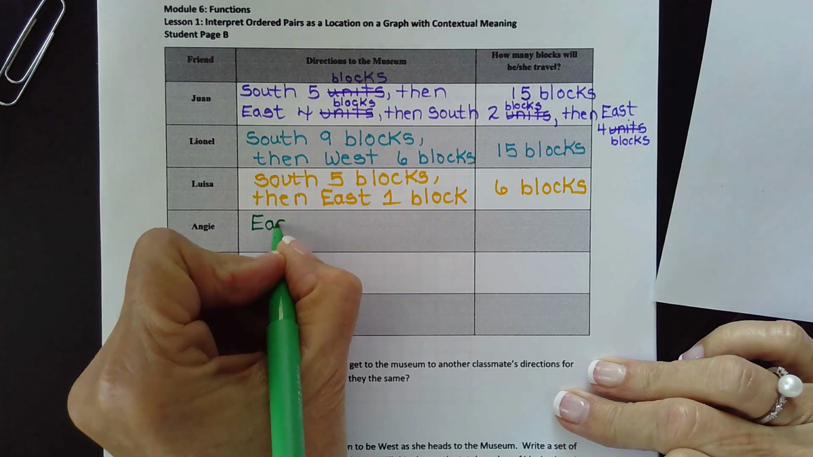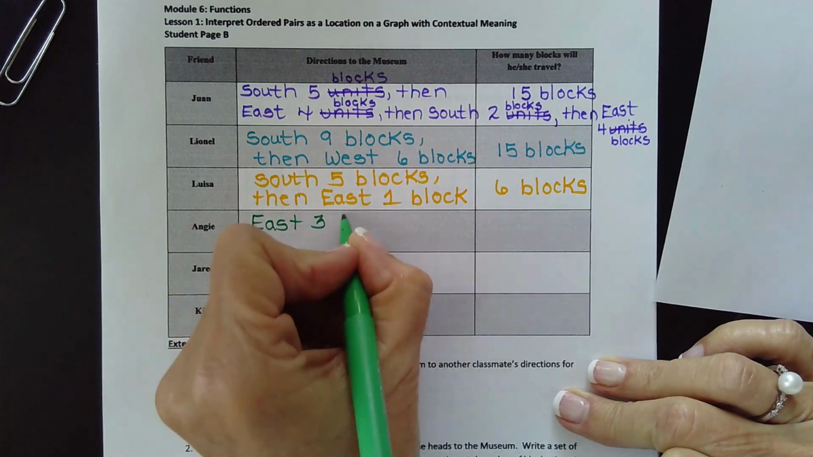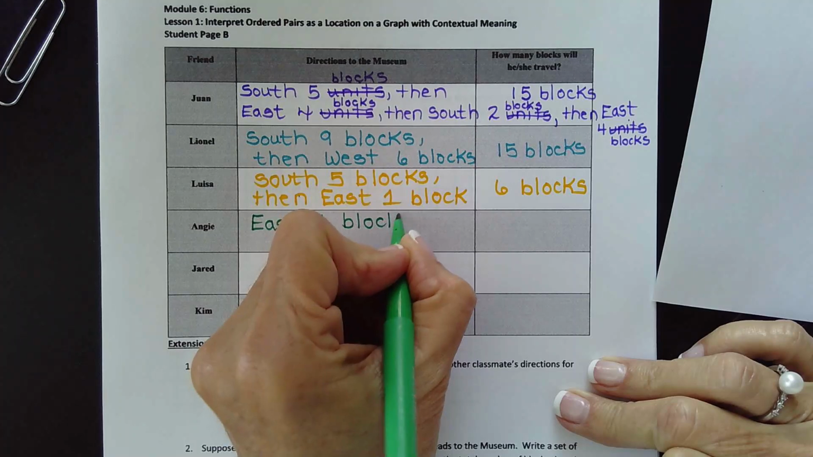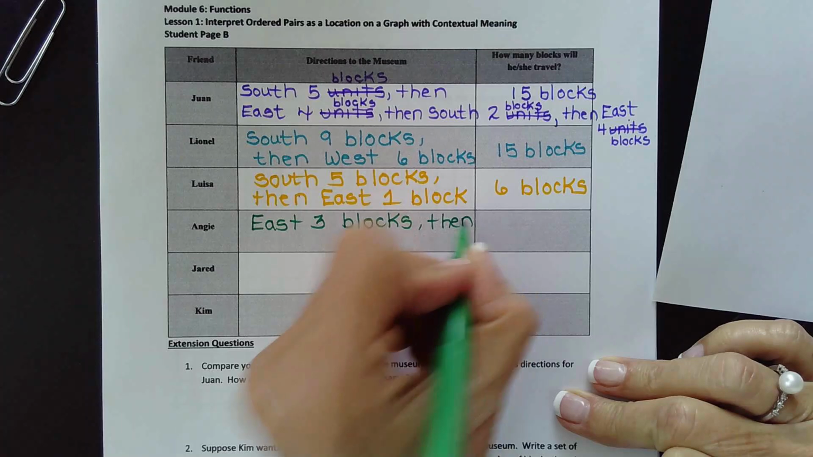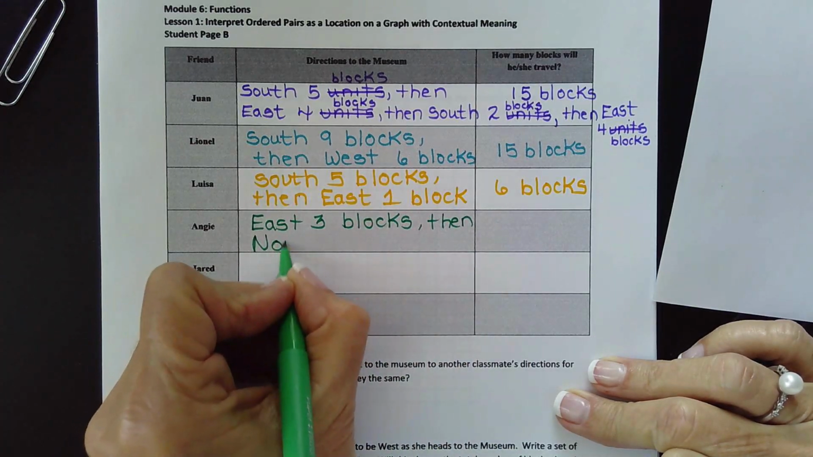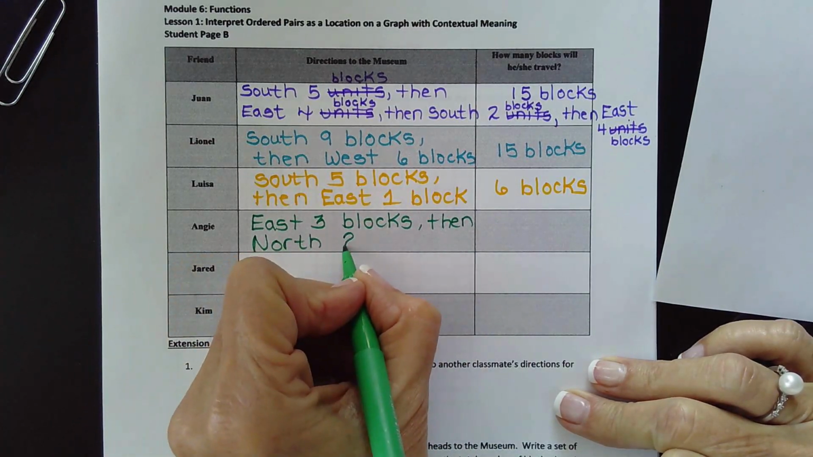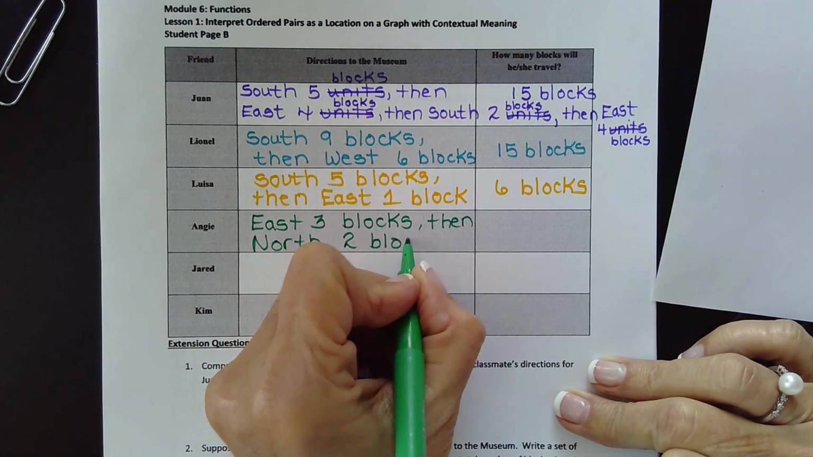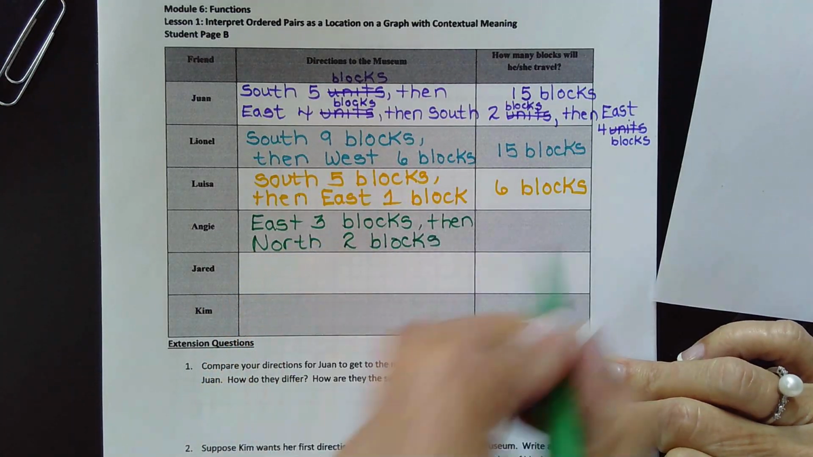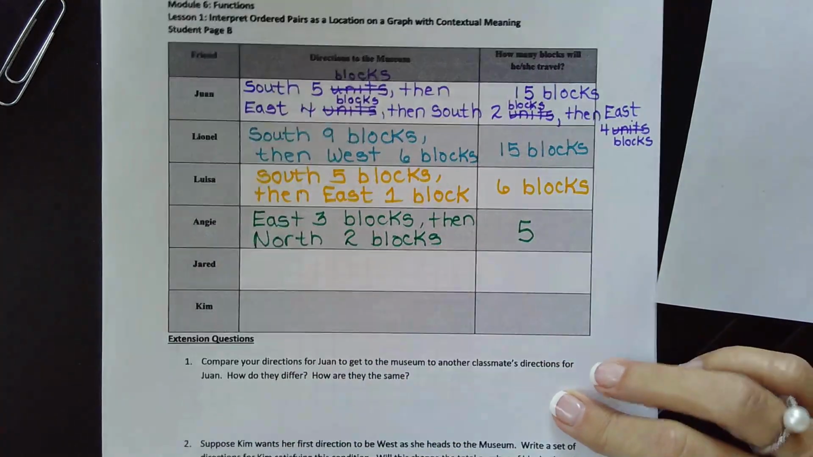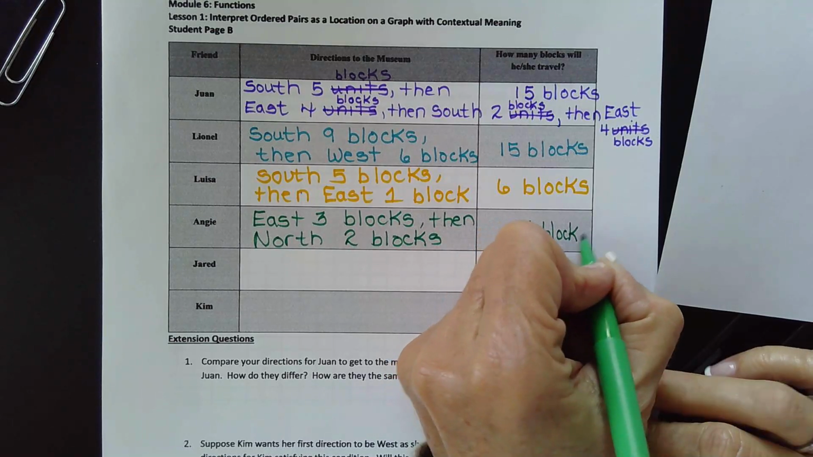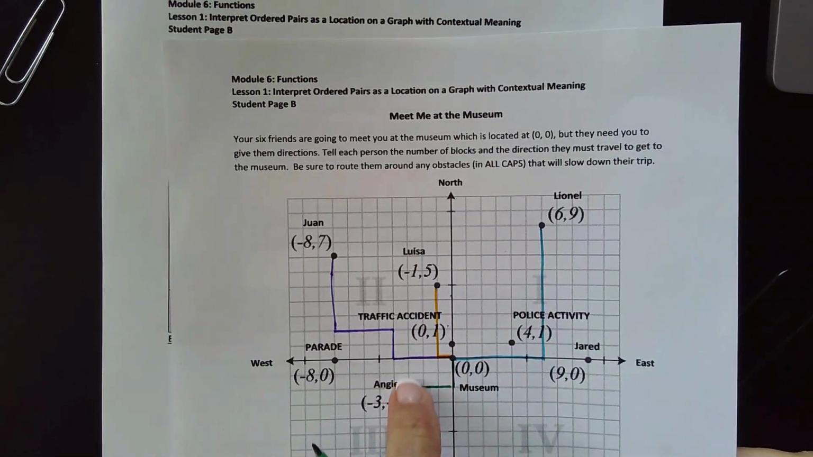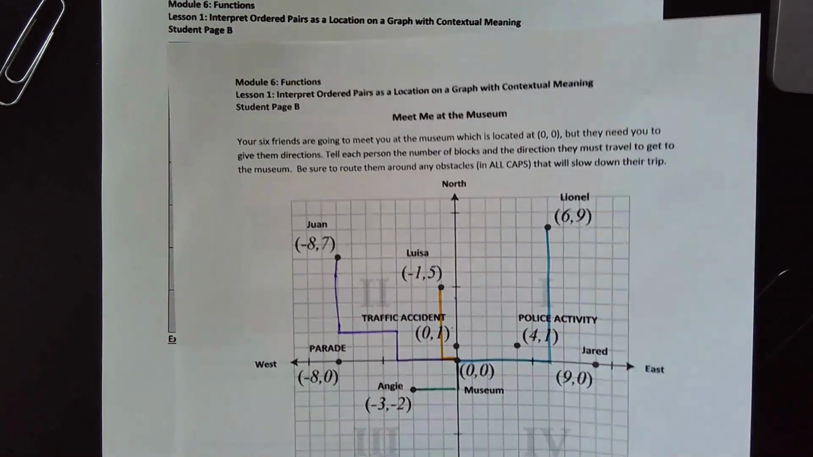East 3 blocks, then north 2 blocks. And so she went a total of 5 blocks. And we can see if she went this way, she would have gone 2 plus 3, 5 as well.